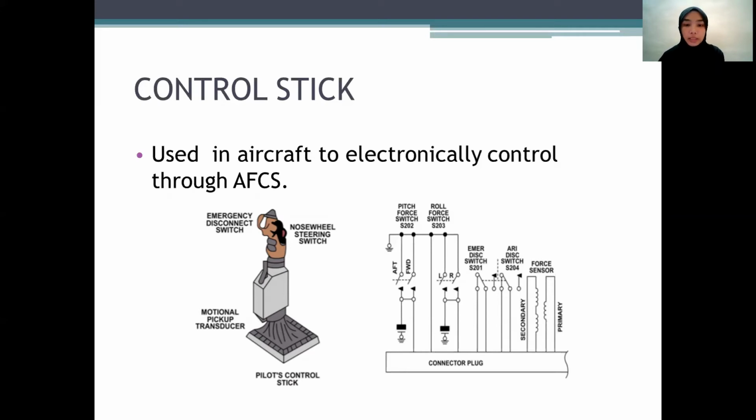This action momentarily disengages the AFCS. That is it. Continue to the next presenter.